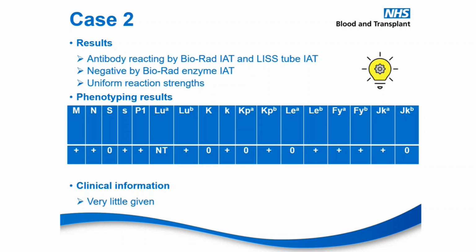Also, another clue: you're looking at uniform reaction strengths rather than a variety of varying reaction strengths, which makes you think it's one antibody as opposed to a mixture of antibodies that might have different strengths in different cells.